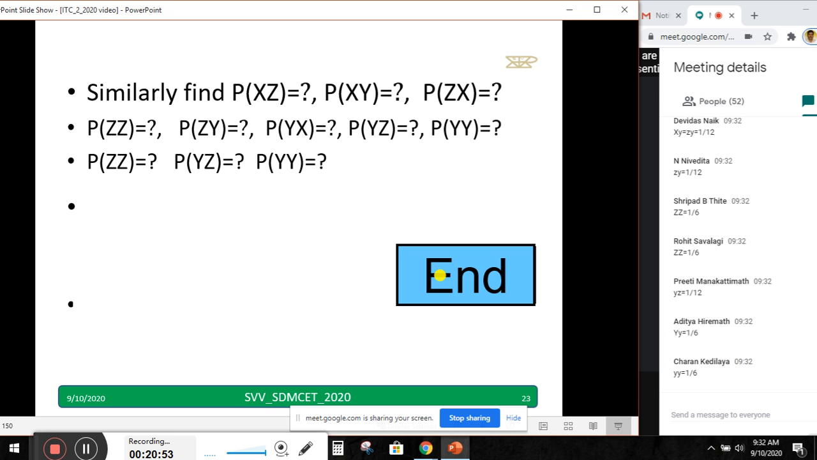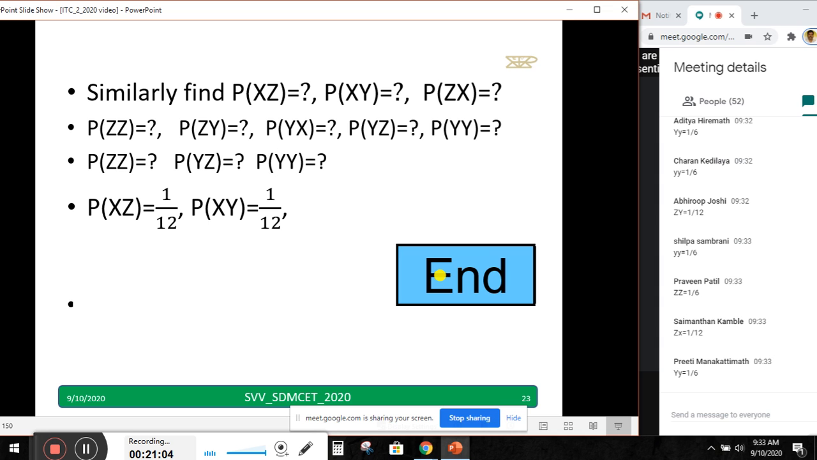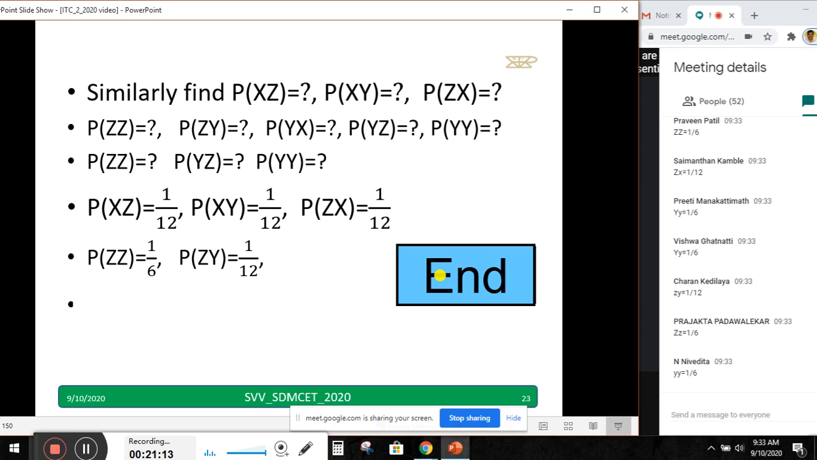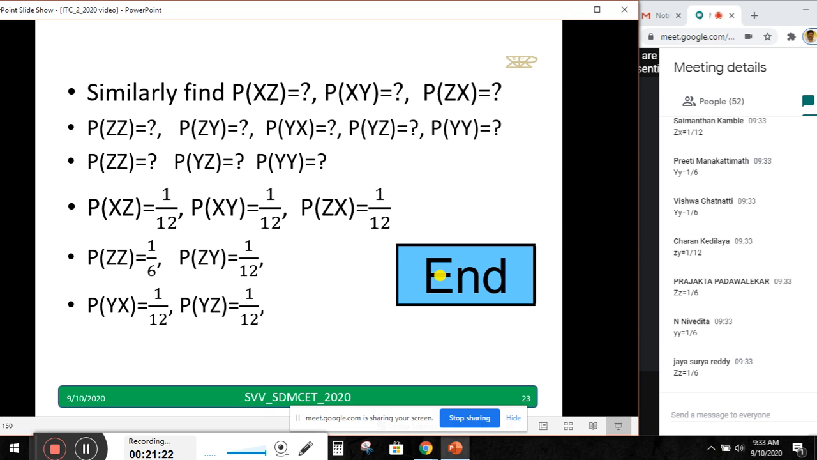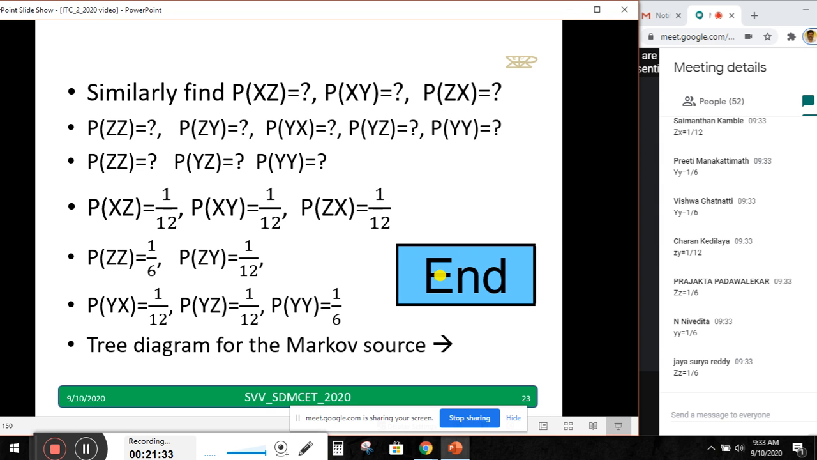Somebody wrote the answer directly without writing all three. Okay, good. So cross verify your answers if something is wrong. XZ I got 1 by 12 and XY I got 1 by 12. ZX I got 1 by 12 and ZZ 1 by 6, ZY 1 by 12 and YX I got 1 by 12 and YZ 1 by 12. Cross verify, and if something is different, let me know. Anybody typed ZZ is 1 by 6. Okay. YY I got 1 by 6. Yeah, it is the same.